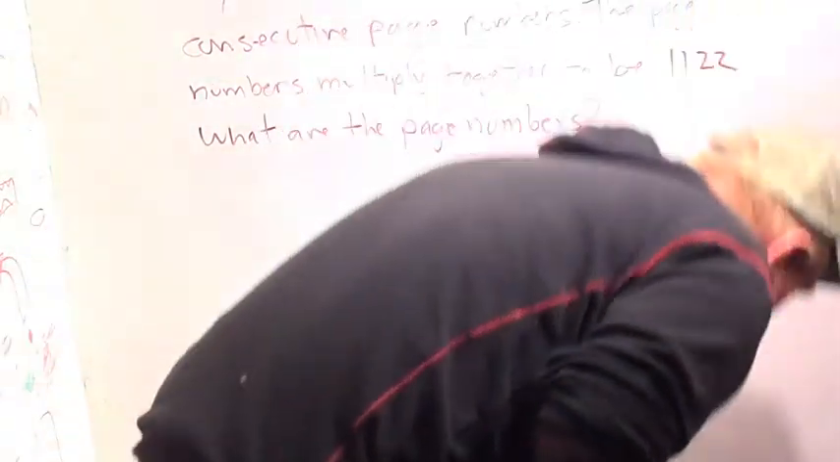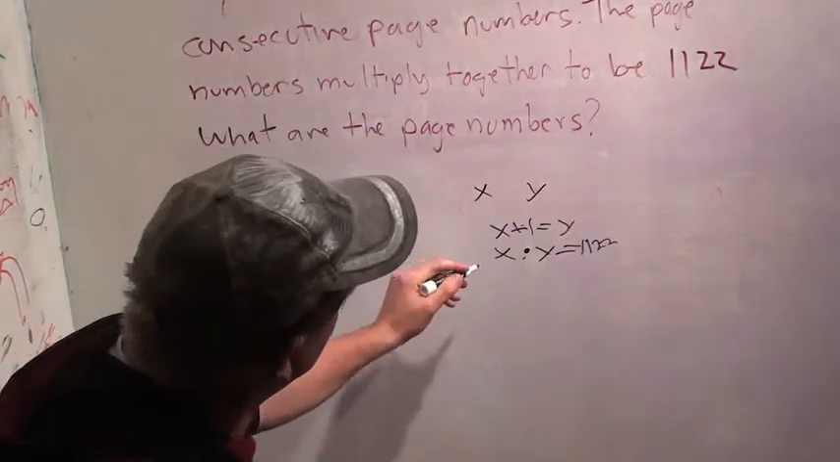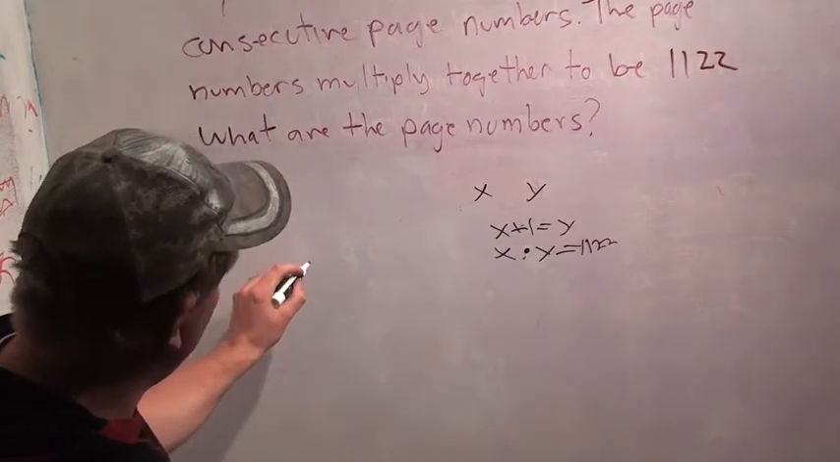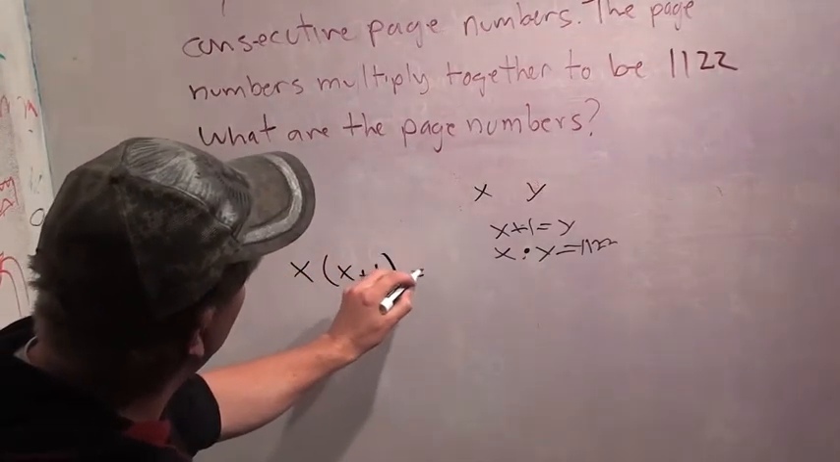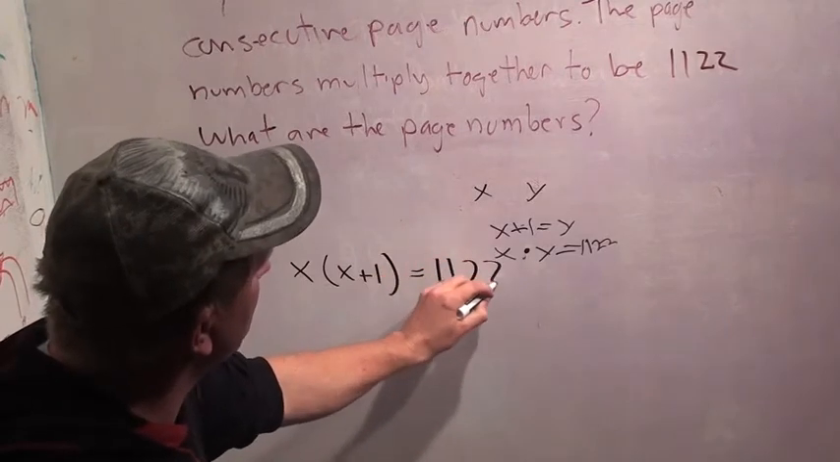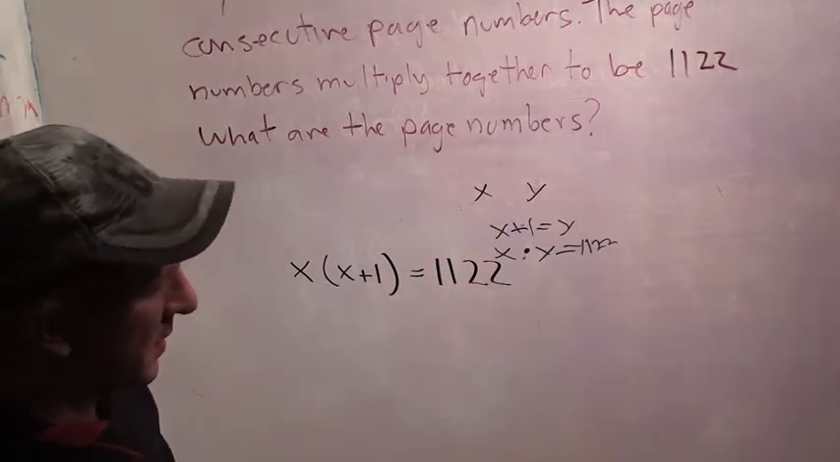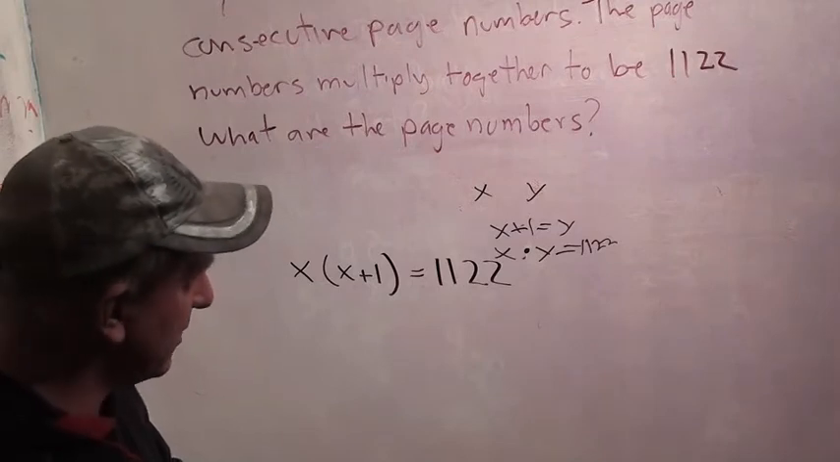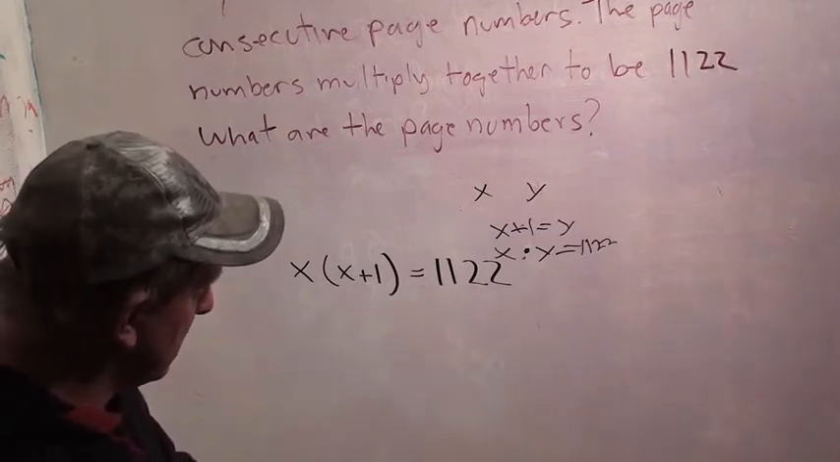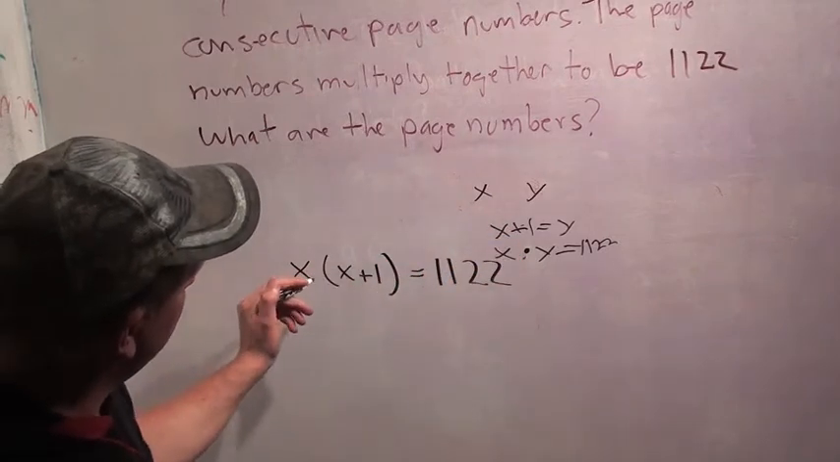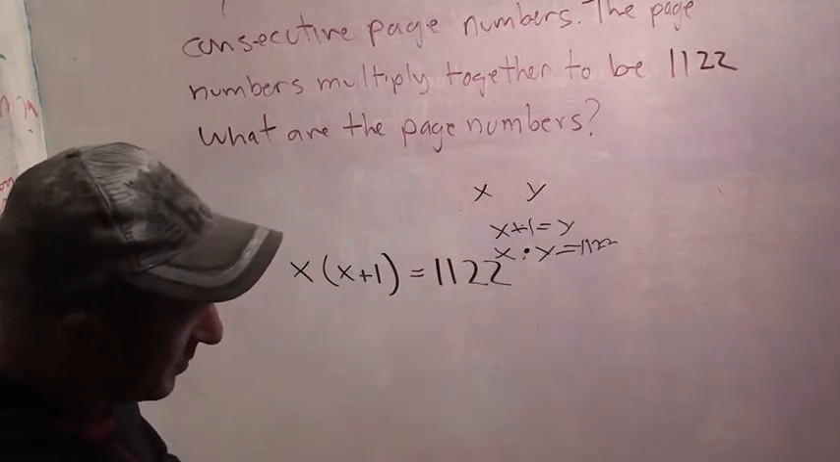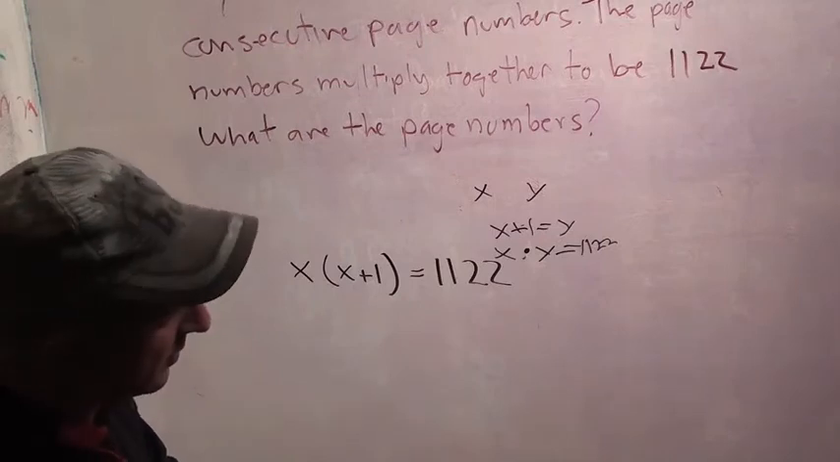Alright, I'm going to show you two different ways to do this problem. So you can change the y's to x plus 1. So you get x times x plus 1 equals 1,122. What do you want to do next? Well, this one doesn't really apply. Right, we already used that one now. So now we have x times x plus 1 equals 1,122.